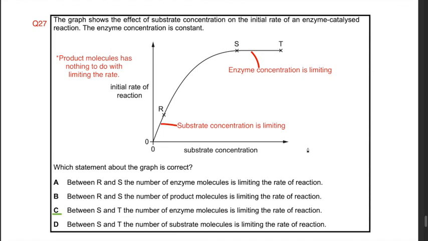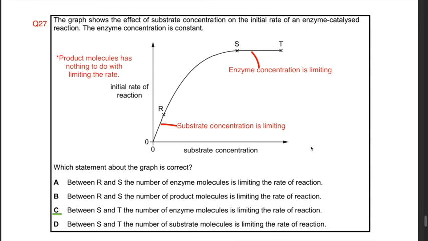Why are the other answers incorrect? A. Between R and S, the number of enzyme molecules is limiting. That is incorrect, because enzyme molecule is only limiting between S and T. B. Between R and S, the number of product molecules is limiting. Product molecules has nothing to do with limiting the rate. Hence, it is incorrect.